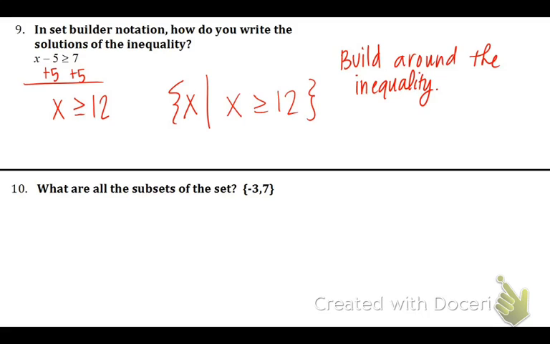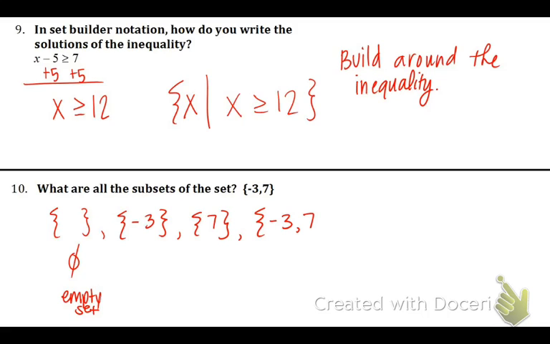Number 10 says, what are the subsets of -3, 7? So we have the set -3, 7. Well, a subset that is always a subset is the empty set. You can write that like that with empty braces, or you can write it like this. Either way, just know that it's called the empty set, and it's the set with no values inside. Now we want to list the set elements separately, and then list the set once again, because that is also a subset of the original set. And those are the answers.